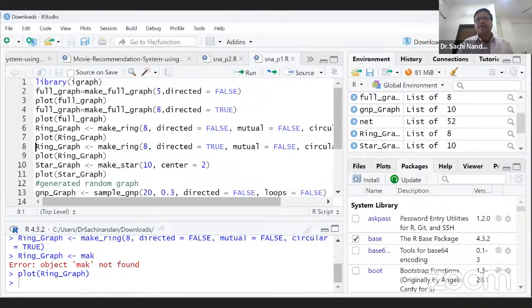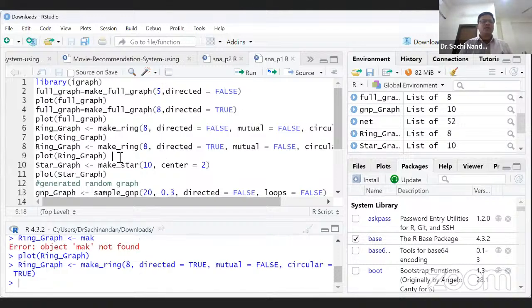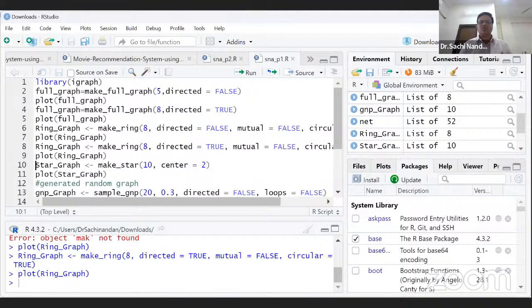This is undirected. Similarly for directed, what will you do? The same thing. You make directed equal to true. So directed was false, now it becomes true. Now you run it here. Now see the direction. Got it?